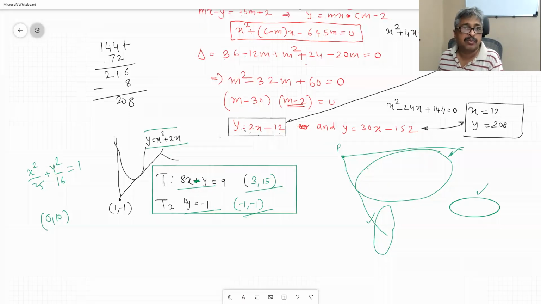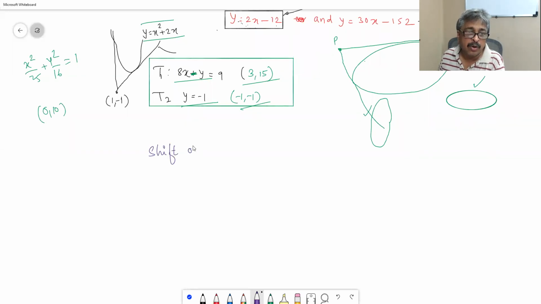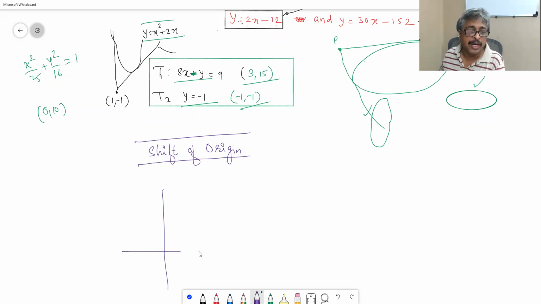Okay. Now there is one more thing that I need to tell you, which is shift of origin. I think I have spelled this out many times in the class. Shift of origin. As the name suggests. Now, suppose I have the XY system, 0, 0 is my origin, and there is a point P whose coordinates are say 10, 6.